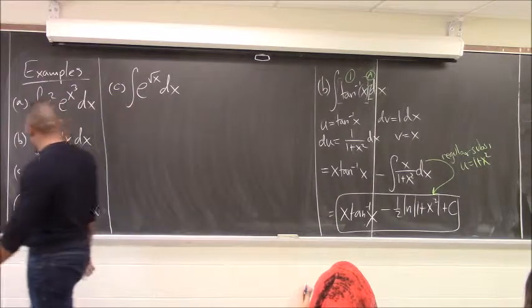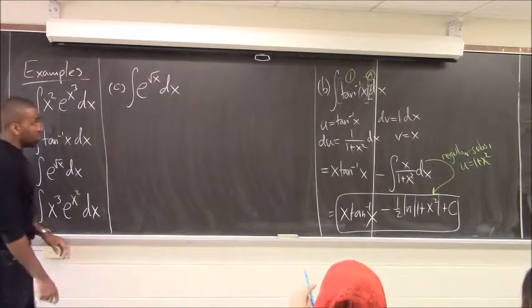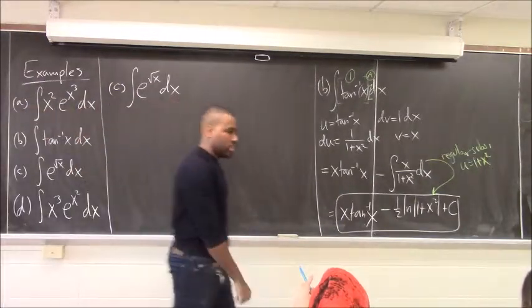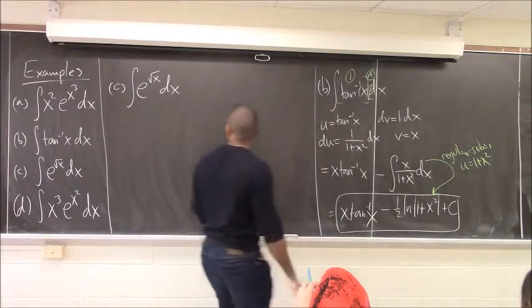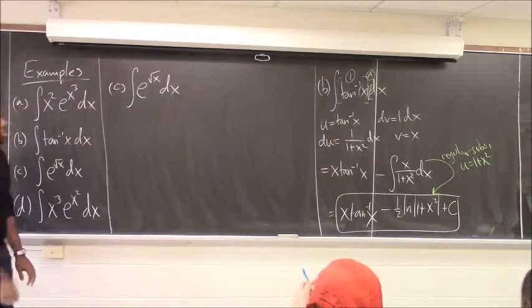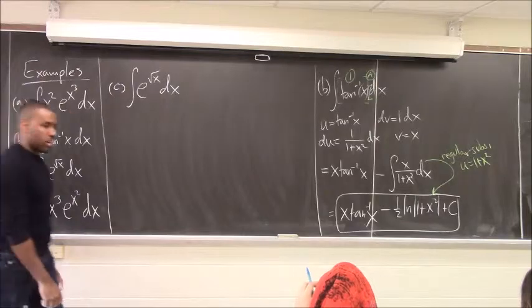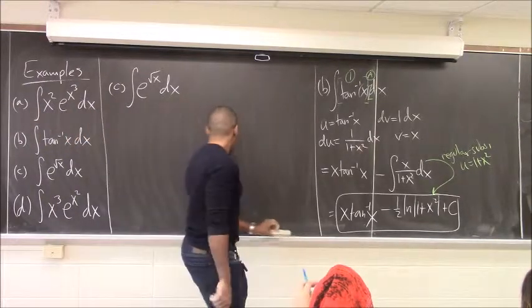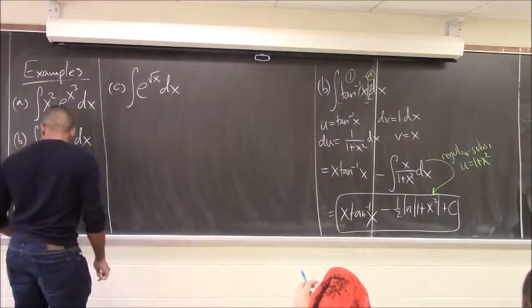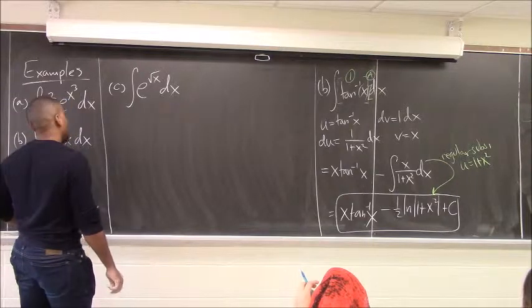So e to the x squared has no antiderivative, but it turns out e to the radical x actually does, believe it or not. In fact, e to the nth root of x will have an antiderivative, but the larger n is, the more annoying it gets.